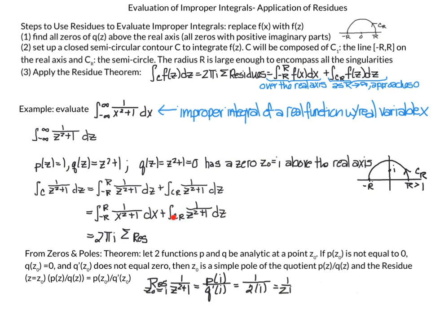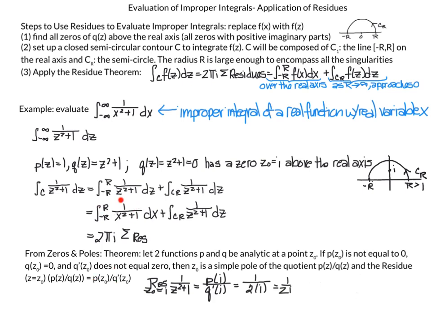That's a simple pole. We have this theorem from the zeros and poles chapter on residues that says if we have a function that's a quotient of two other functions, p and q, that are analytic at a point z naught, and if p of z naught is not equal to 0 and q of z naught is equal to 0, in other words, we have our singularity, and q prime of z naught does not equal 0, then z naught is a simple pole of the quotient, and the residue at z equals z naught of our quotient is equal to p of z naught divided by q prime of z naught.